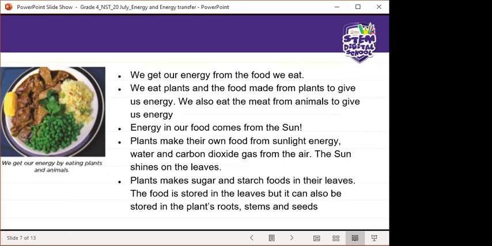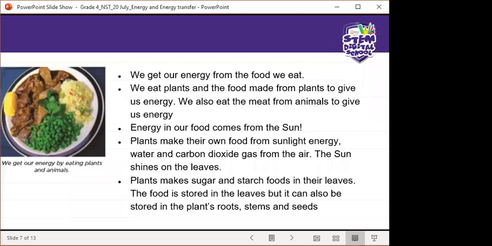Then we have animals that eat plants. After eating the plant, the energy is now transferred to the animal. And when you eat the animal, you get the energy. Or even if you straight up eat the plant, you also get the energy. Humans get their energy from food. Hey guys, can I move on? Please indicate for me, or do you still need time?